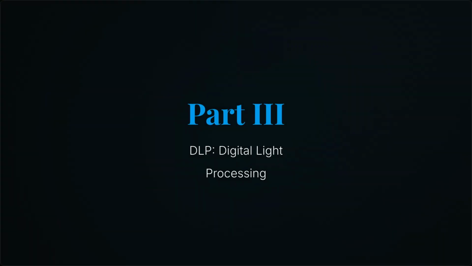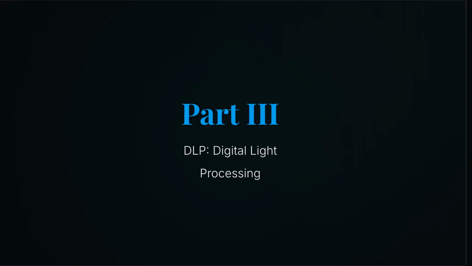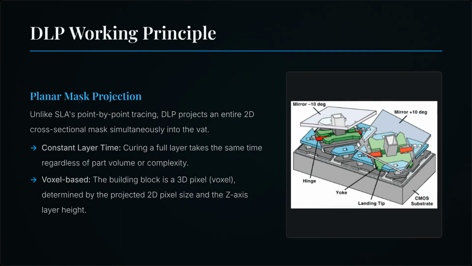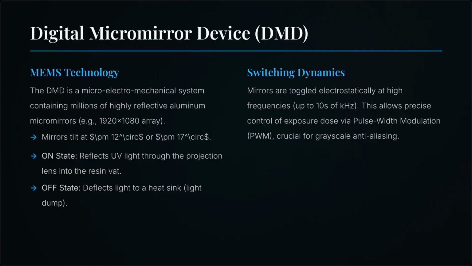Next, we explore part 3, focusing on digital light processing, or DLP, a rapid projection-based manufacturing technique. DLP projects an entire 2D cross-section simultaneously using a digital mask. This allows for constant layer times, regardless of the part's complexity or volume. The heart of DLP is the digital micromirror device. These mirrors toggle at high frequencies, enabling precise control over light exposure for grayscale detail.